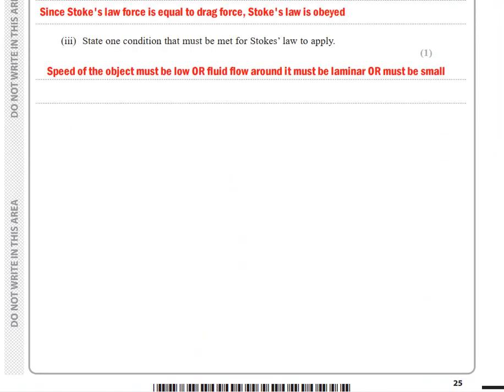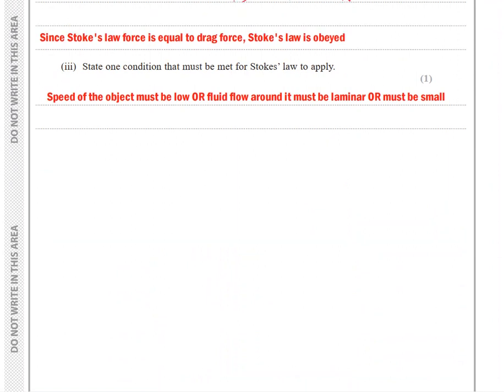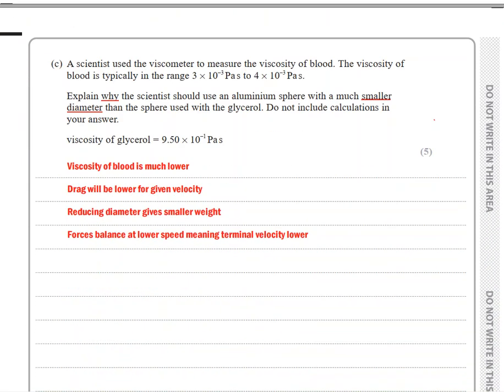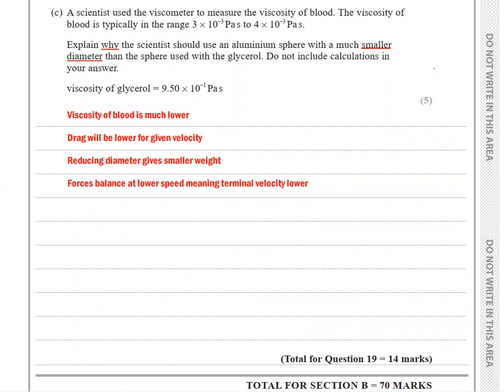In this part of the question says, state one condition. The number one condition is speed of the object must be low. So I'm trying to ensure that the terminal velocity is kept as low as possible. Otherwise, the fluid flow around it will not be laminar, and that is a requirement for Stokes' law to be obeyed.